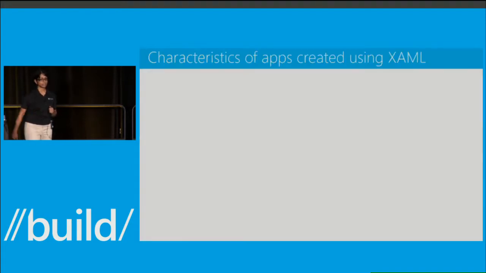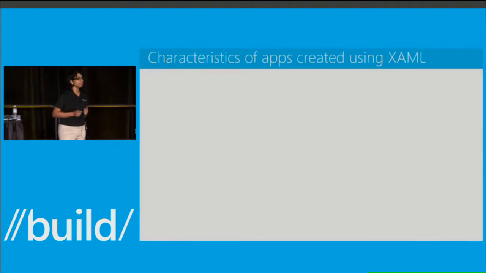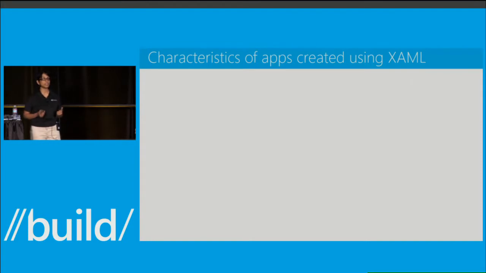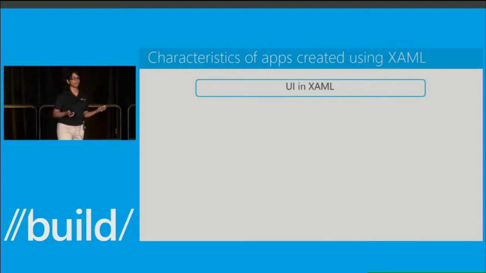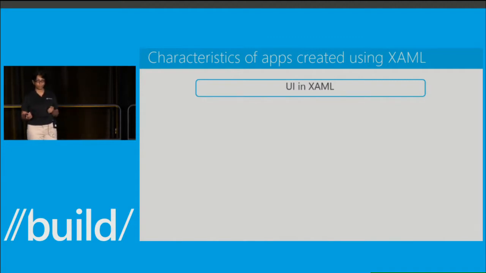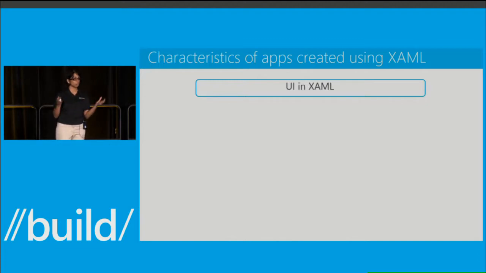Great. So let's get started with discussing a little bit about what are some of the characteristics that actually make up a store app that uses XAML. The most obvious characteristic is going to be the fact that the UI for your app is going to be written in XAML. XAML, as you all probably already know, stands for Extensible Markup Language. Back in Silverlight and WPF days, the word XAML used to refer just to the markup that you used to create UI in a declarative fashion.